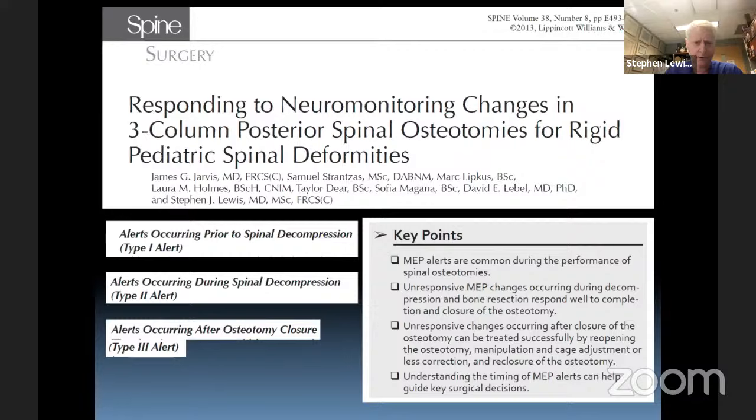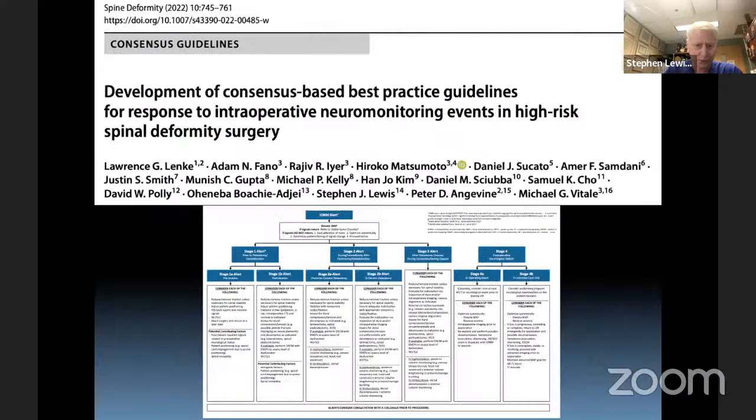We wrote a paper looking at neuromonitoring changes during 3-column osteotomies. We broke them down into 3 types: 1 would be prior to the decompression, like positioning and things like that, 2 would be during the decompression, and 3 would be when you close the osteotomy. This was the basis of the new classification and checklist that came out recently, with Michael Vitale organizing and Larry putting the final touches on the paper.